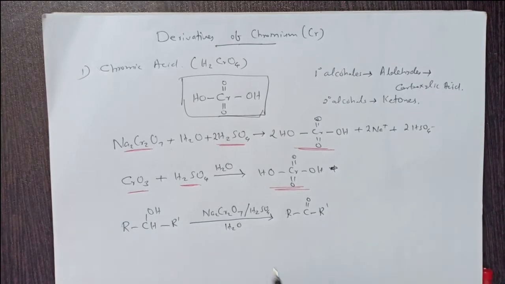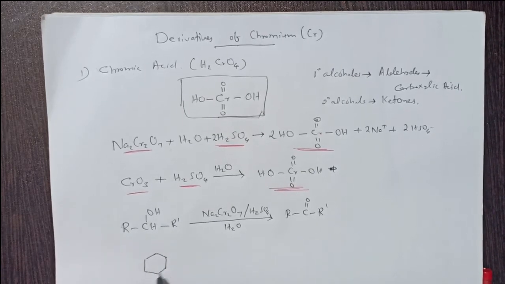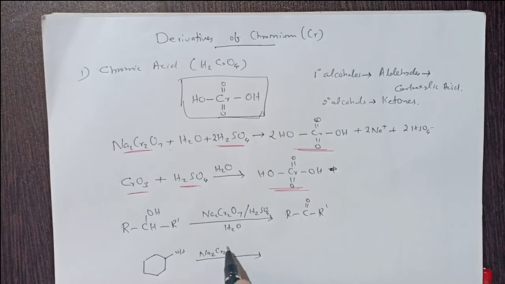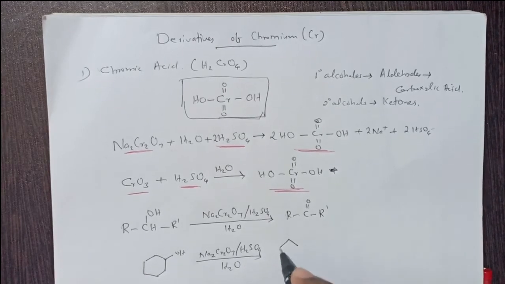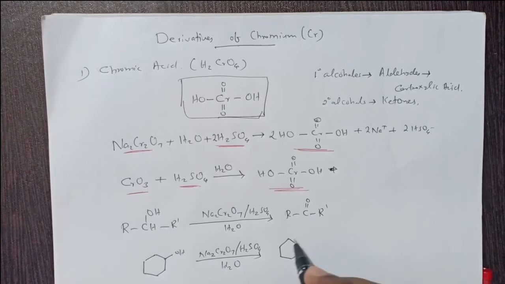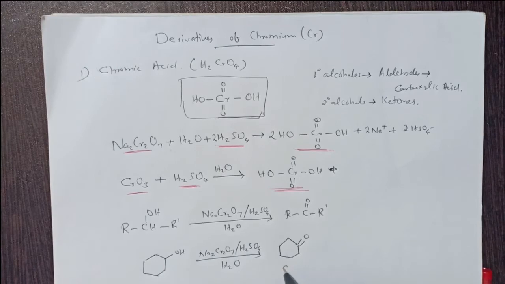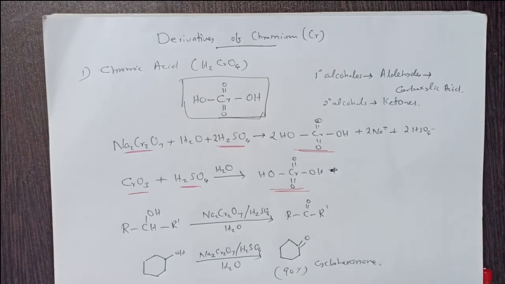Another example, cyclohexanol. Consider the cyclohexanol, this is cyclohexanol OH. On treatment with a mixture of Na2Cr2O7, H2SO4 and H2O, it gives a ketone as the product, which is cyclohexanone. Almost 90% cyclohexanone is the product formed here.